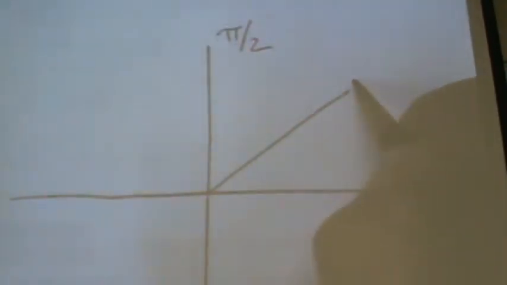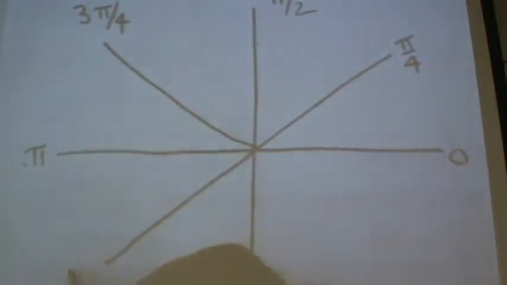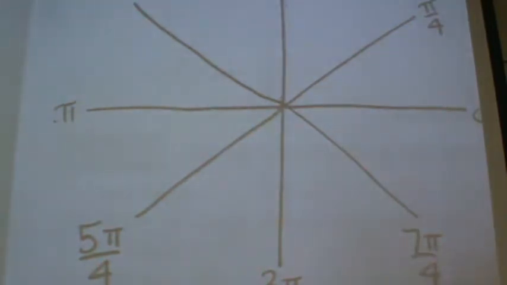So if we have 0, a half, a whole, 1 1/2, and 2. Let's do the quarters. This is a quarter, 2 quarters, 3 quarters, 4 quarters, 5 quarters, 6 quarters, 7 quarters, and 8 quarters.